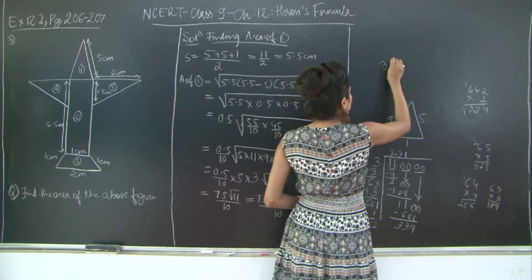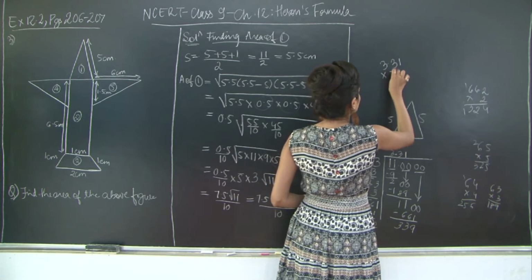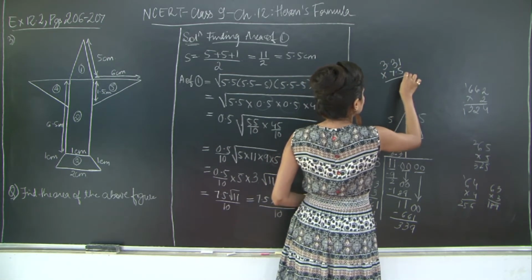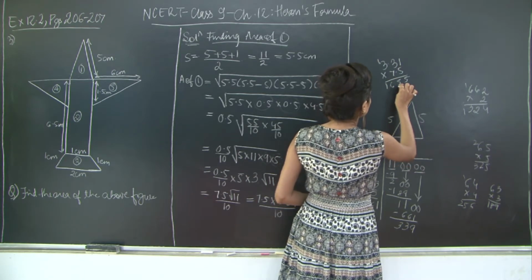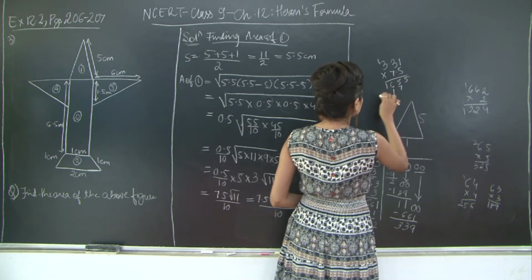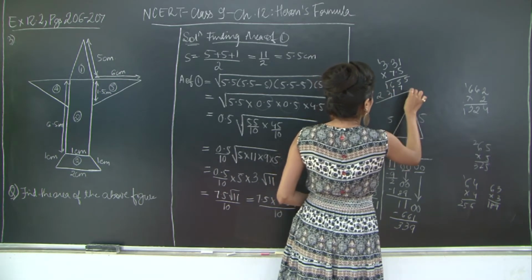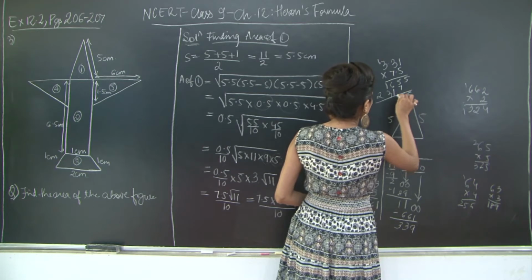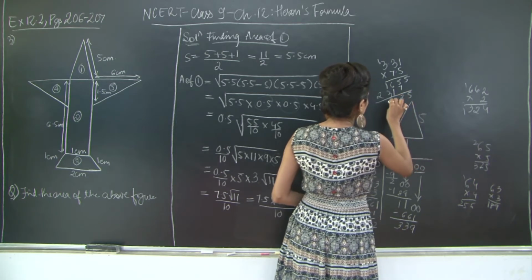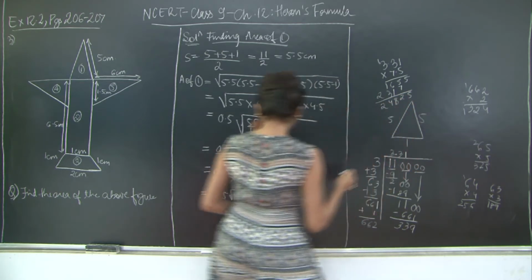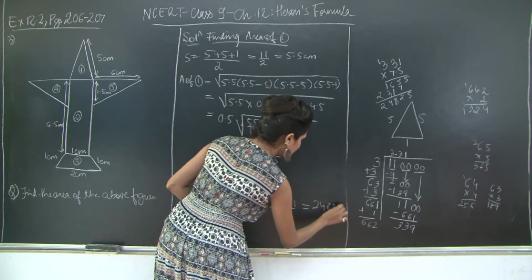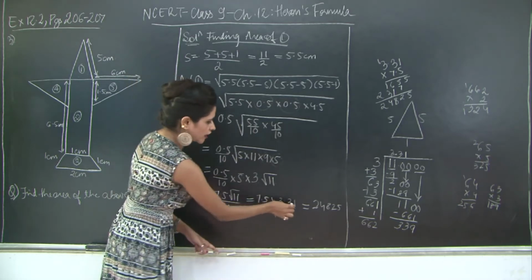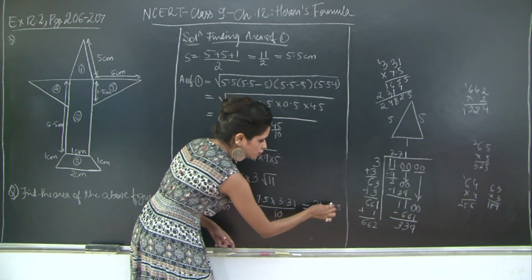So 3.31 into 7.5. 5 ones are 5, 5 threes are 15, 16, and 7 ones are 7, 7 threes are 21, 23. 5, 2, 8, 4, 2. So this is equal to 24,825. And how many decimal places? 1, 2 and 3.